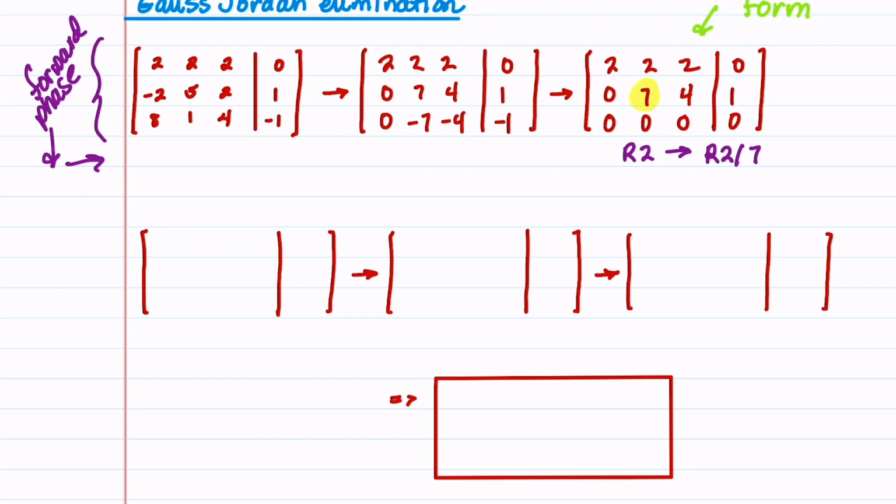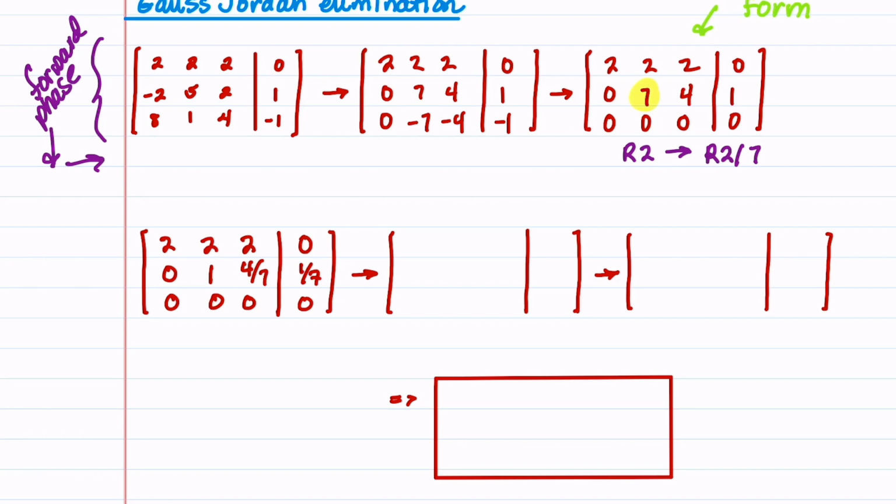Remember, with the backwards phase, we work from the bottom to the top. So I'm going to write down the bottom row of zeros first. Then we'll replace our second row with our second row divided by 7. So 7 divided by 7 is 1. And then we have 4 divided by 7, and then 1 divided by 7. And then we'll recopy above it our top row.